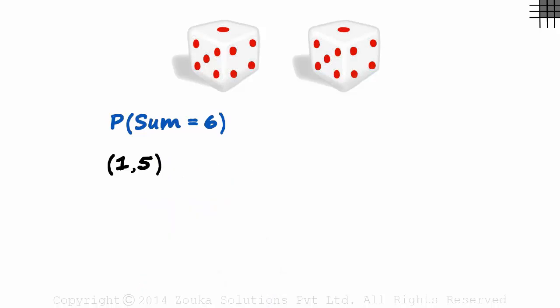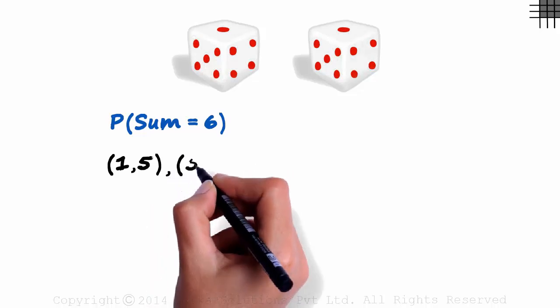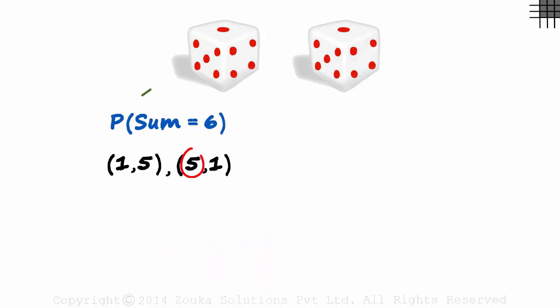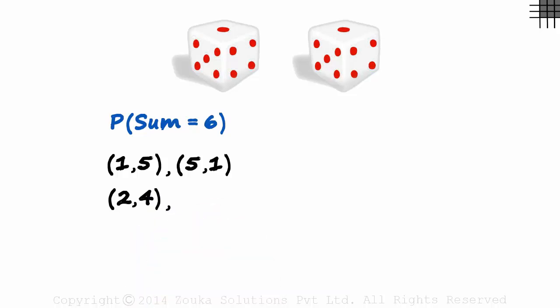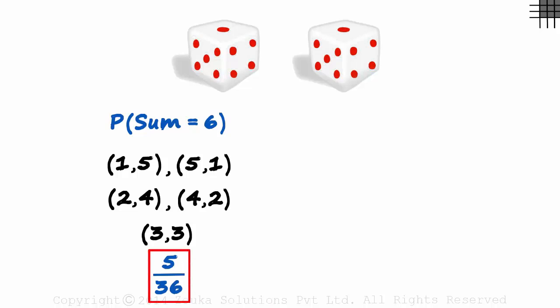1 and 5 is one possibility, 1 on the first and 5 on the second. And that makes 5 and 1 another possibility. 5 on the first and 1 on the second. The sum is 6 in each case. 2 and 4 is also a possibility, and 4 and 2 as well. And the last possibility of getting a sum of 6 is 3 on each die. 5 ways in which we can get a sum of 6 out of the total 36 possibilities. 5 over 36 is the probability of getting a sum equal to 6 when 2 dice are rolled.